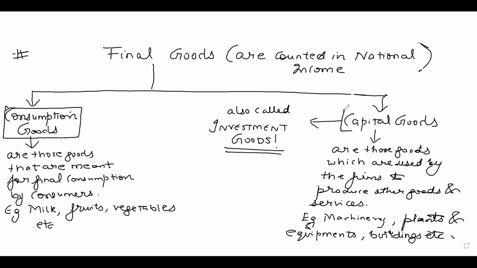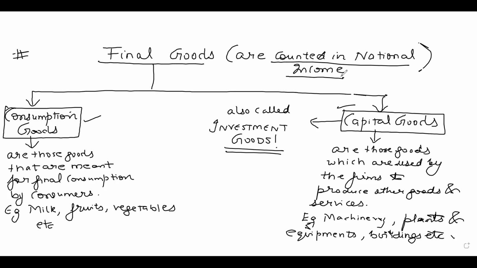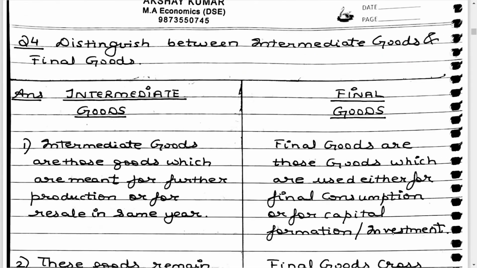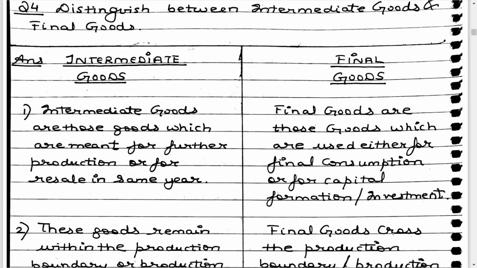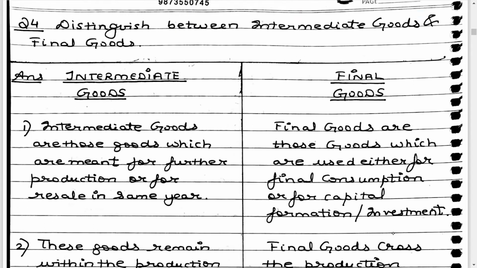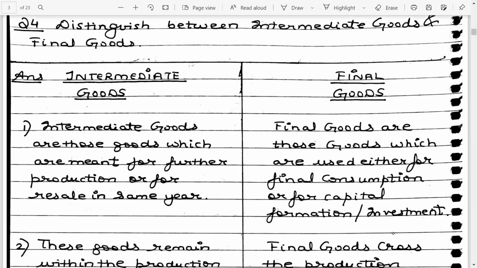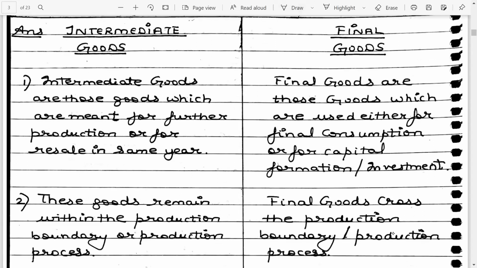So I hope students have understood the difference between consumption goods and capital goods, and both of these are final goods which are counted in national income. Okay, and then let's quickly look at the next question in our lecture note. I'll quickly go over the difference between intermediate and final goods because students already know the difference between them. So it's a revision for all of us.